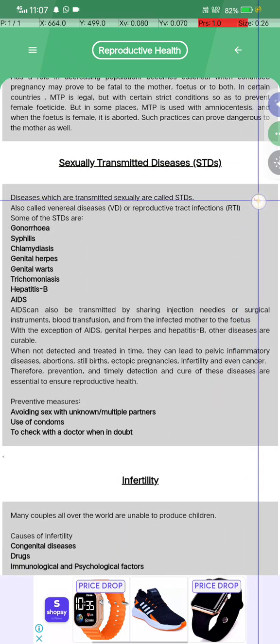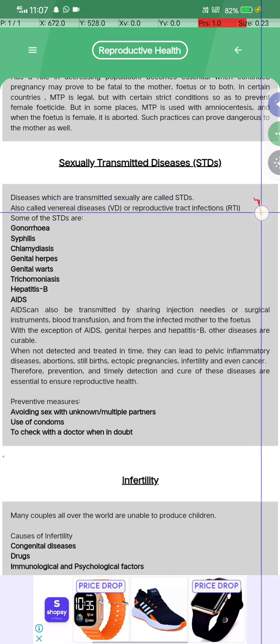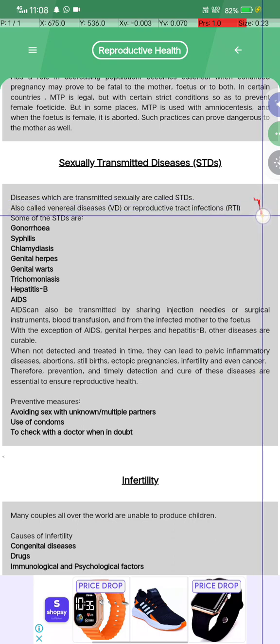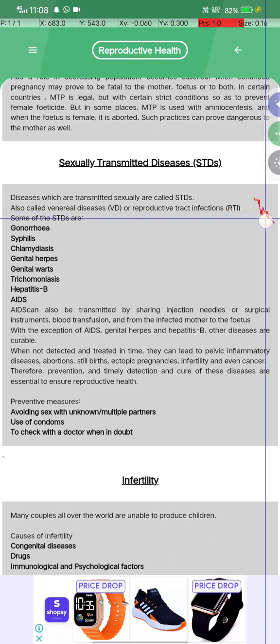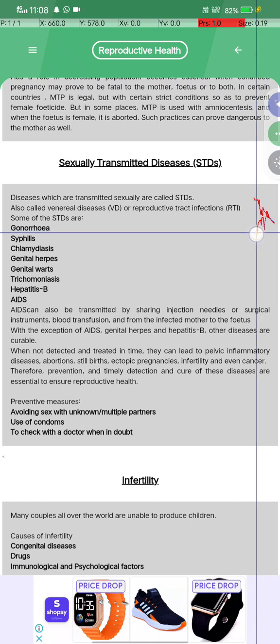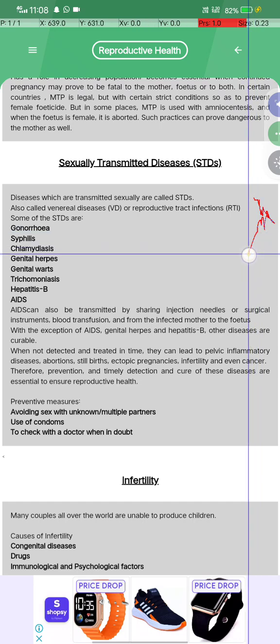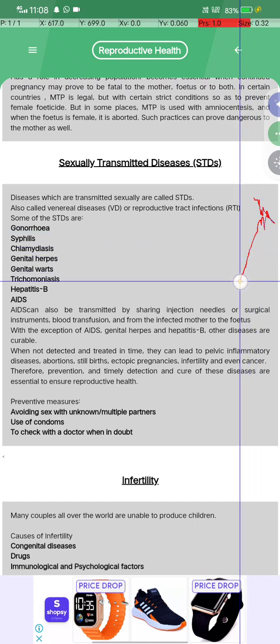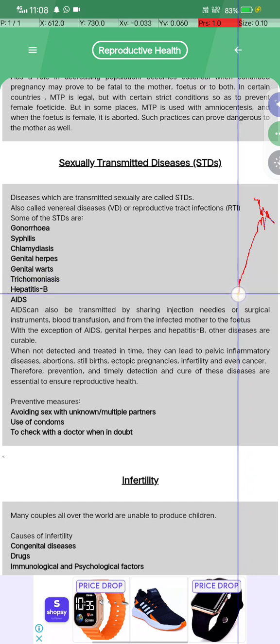Diseases which are transmitted sexually are called STDs. Also called venereal diseases, VD, or reproductive tract infections, RTI. Some of the STDs are gonorrhea, syphilis, chlamydiasis, genital herpes, genital warts, trichomoniasis, hepatitis B, and AIDS.